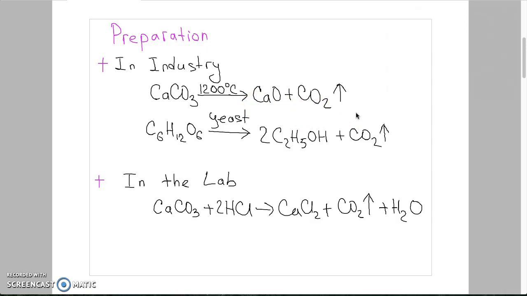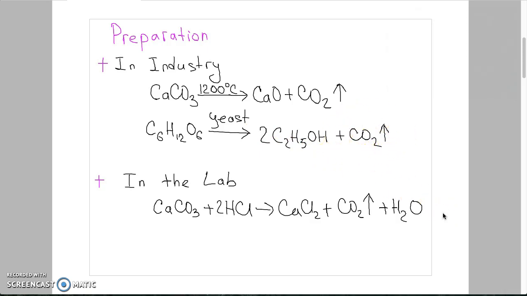Also, the second method of preparation is the fermentation of glucose. Here you can see glucose. When glucose is fermented by the catalyst yeast, we have two products, alcohol or ethanol and carbon dioxide.